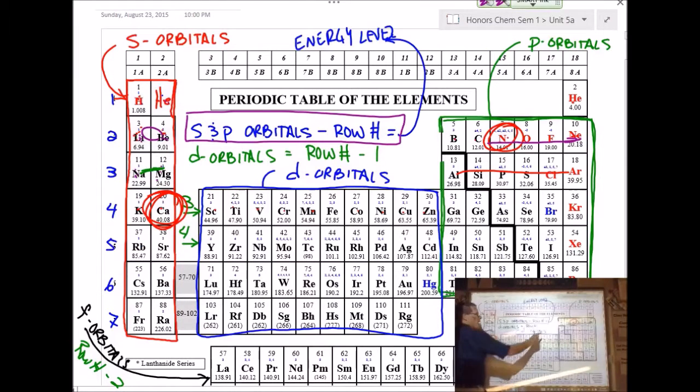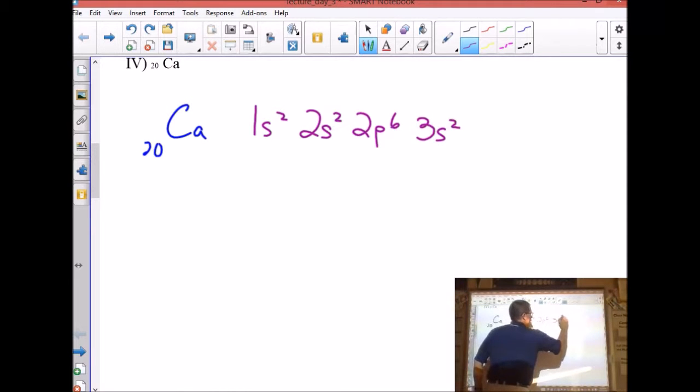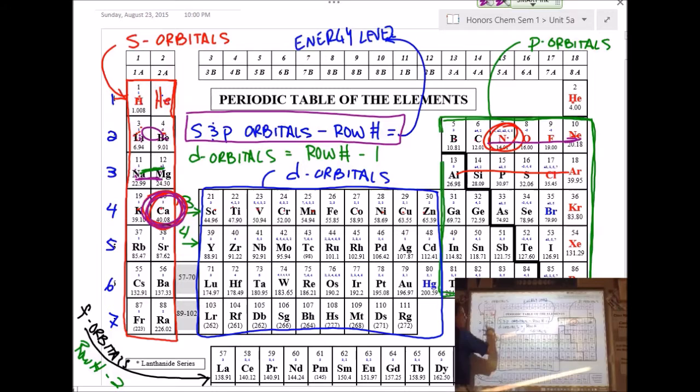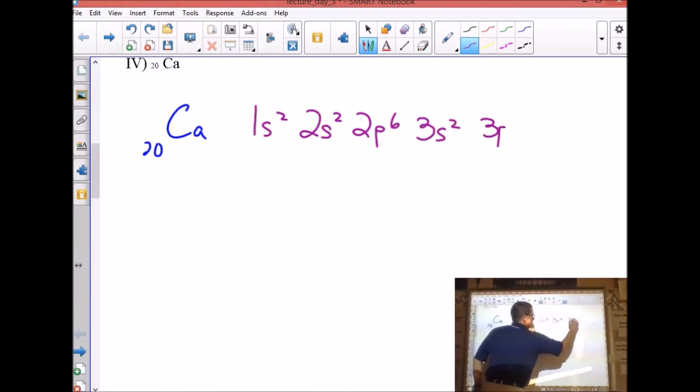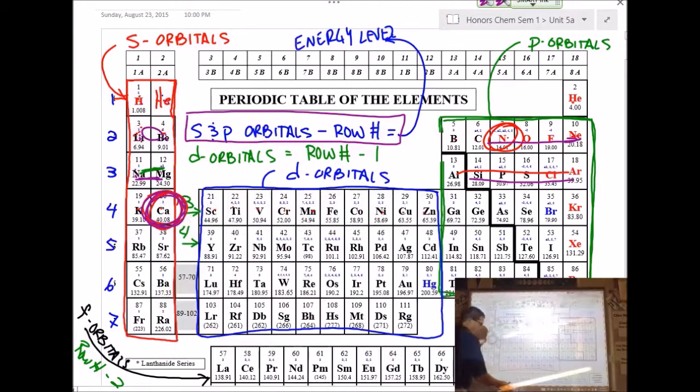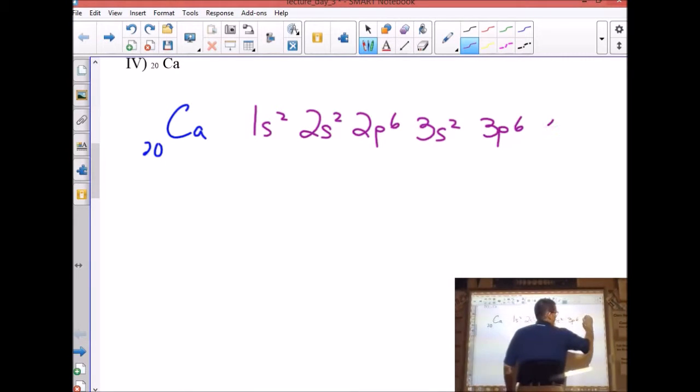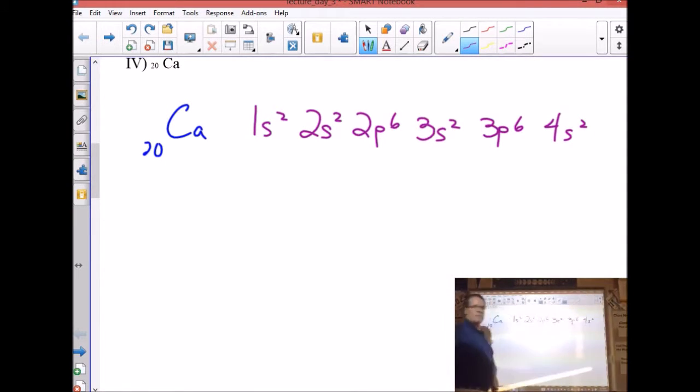Okay, so now we've got the second row completely filled. Now we start in the third row. And again, we're going to calcium here. 3s2. And then go across. Now we're in 3p6 because we're filling it up because we're trying to get to the fourth row. And then we filled up the 3s. Now we're in the 4s. And since we're going to calcium, put 2 in there. Okay? That is notation.